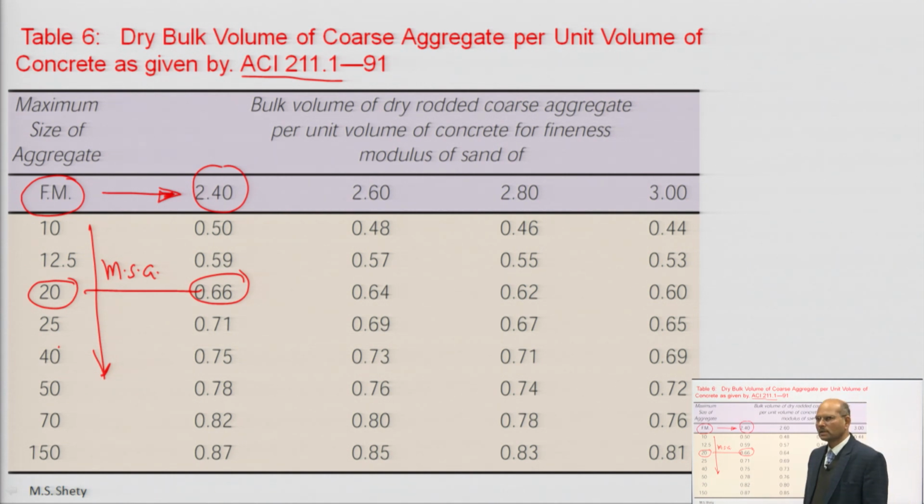So, we have to take the standard cylinder, and in that standard cylinder we compact the coarse aggregate in 3 layers, and by water replacement we can find the dry bulk volume of coarse aggregate per unit volume of concrete. So, you first have to find the dry bulk volume of coarse aggregate, which is not a part of Indian standard code IS 10262:2019. That is the difference you can find here.